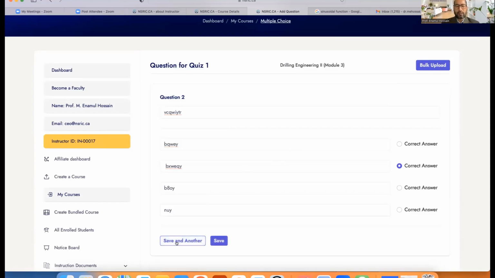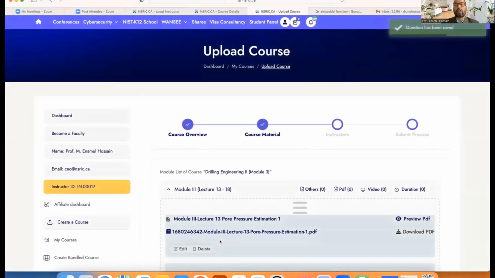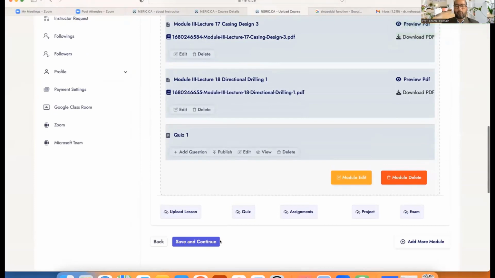Now, if you save another, meaning you go to the third question, fourth question, and so on. If you save, then it will terminate your editing of the course questions. Now you see, you need to make sure you publish it.